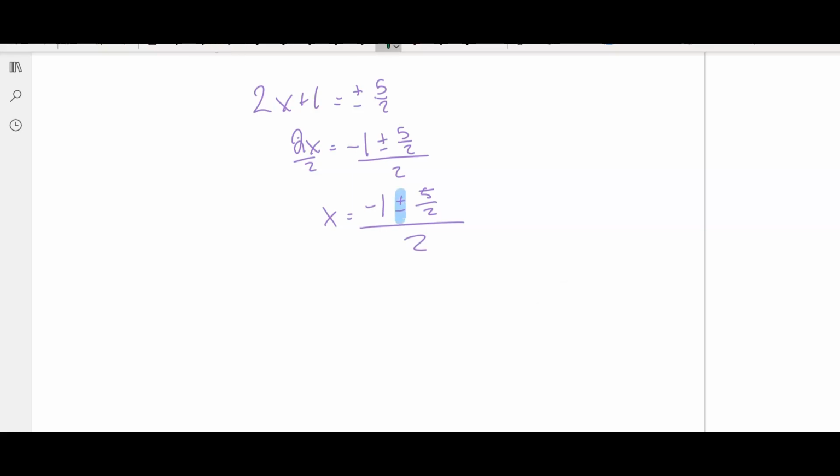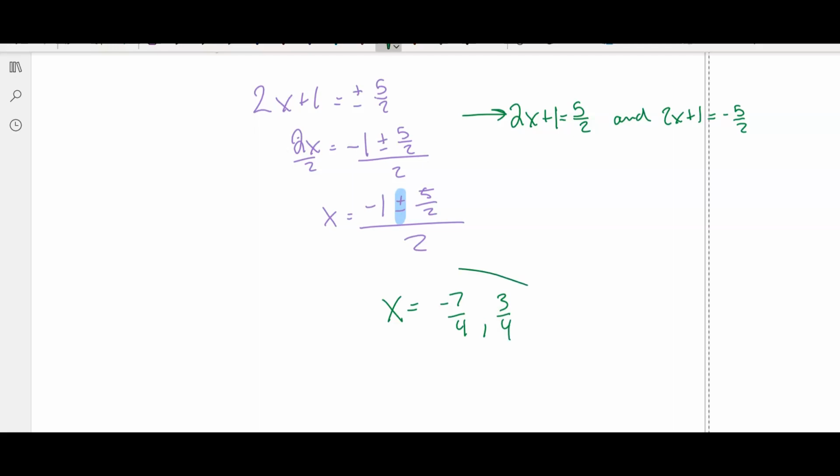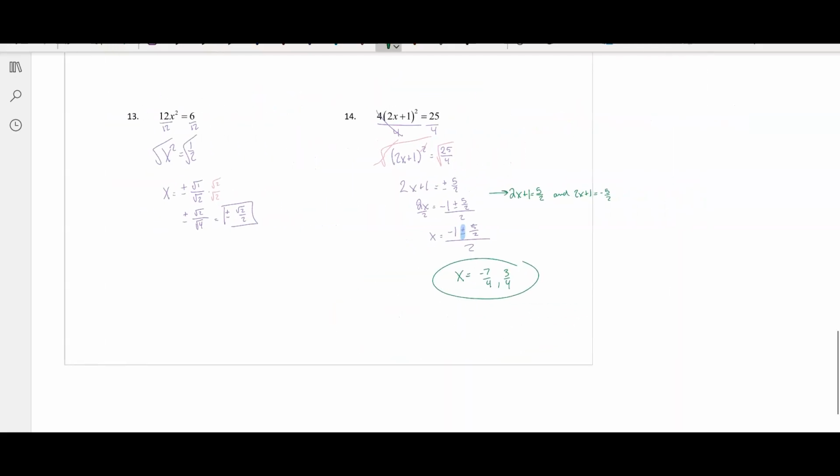Now, you also could go ahead and say, okay, I'm just going to do this step into 2. I'm going to have 2x plus 1 equals 5 over 2, and we will have 2x plus 1 equals negative 5 over 2, and then solve from there. Either one is fine. We will end up getting our answer to be negative 7 over 4 and 3 over 4. All right, if you have any questions, just let me know.